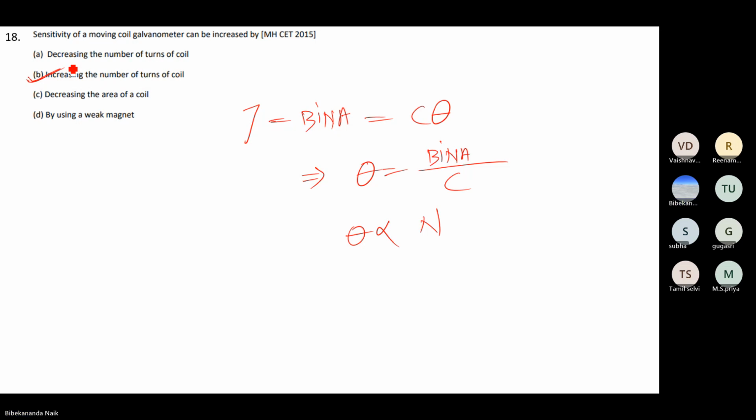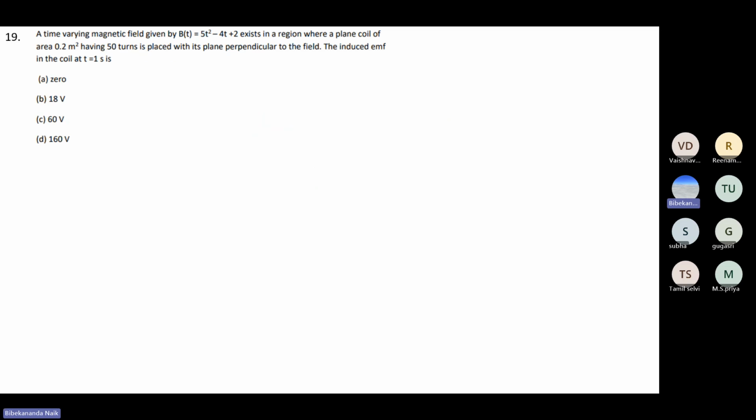Then let's go to the next question. The question says a time varying magnetic field is given by B, which is a function of time, 5t square minus 4t plus 2, that exists in a region where a plane coil of area 0.2 meter square having 50 turns placed with its area perpendicular to the field. The induced EMF in the coil at t equal to 1 second is.